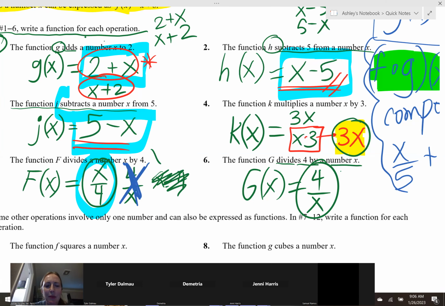So even though technically the way they phrase it, it seems like it would be x divided by 4, and then number 6 would be 4 divided by x, we never write that because it's equivalent to this fraction. Fractions are usually easier to manipulate and deal with, especially when you're combining them with another function. We know how to deal with them combined with another one easier than if they were written with an actual division sign.